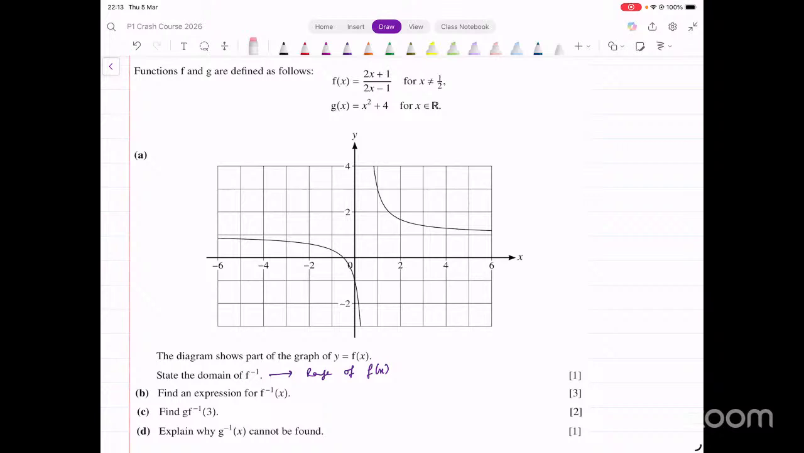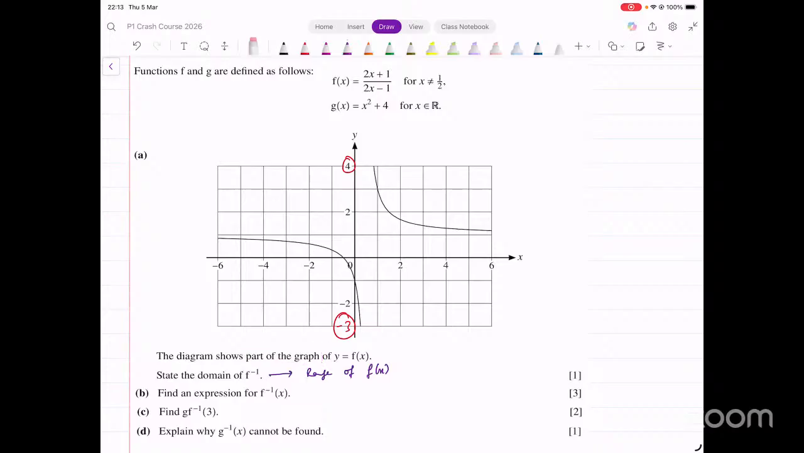So looking at the graph, remember what range represents. Range represents possible y values. Possible values of y that you can get as an output from this function. Look at the graph. What are the possible y values? -3 to 4. Okay, that's what it looks like. But what does the question say? The diagram shows part of the graph. It's not the complete graph of this function. It only shows part of the graph.